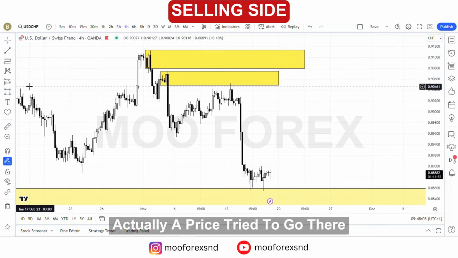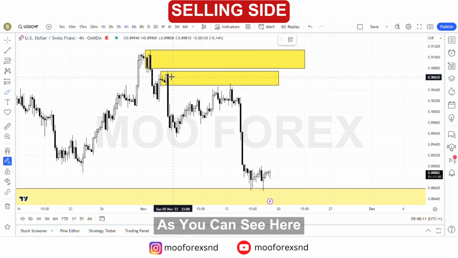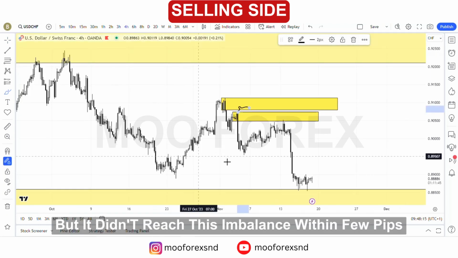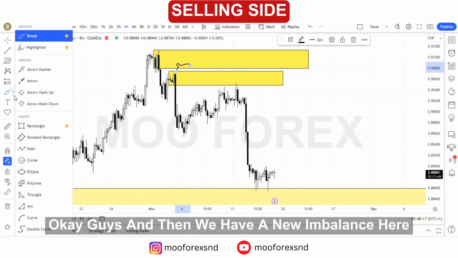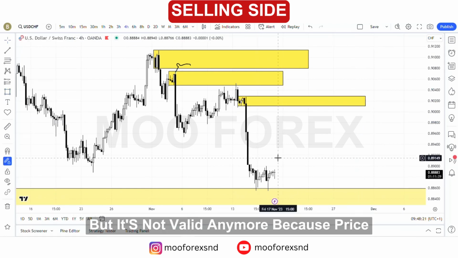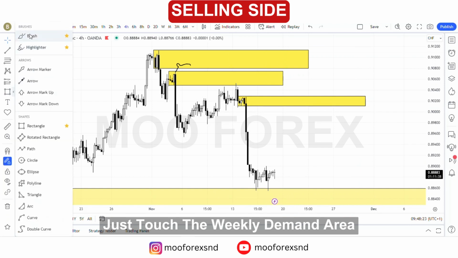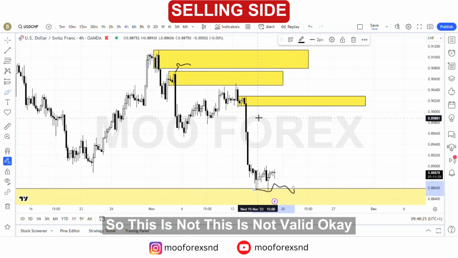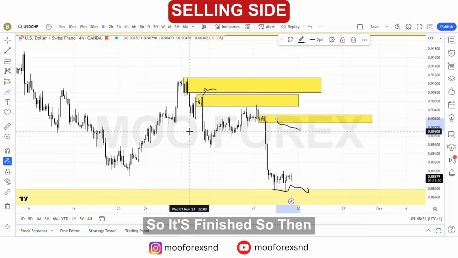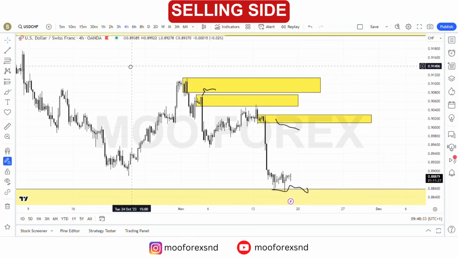Actually, price tried to go there, as you can see here, but it didn't reach this imbalance within a few pips. Okay, guys, and then we have a new imbalance here, but it's not valid anymore because price just touched the weekly demand area. So this is not valid. So we are not going to trade here. Okay, so it's finished.